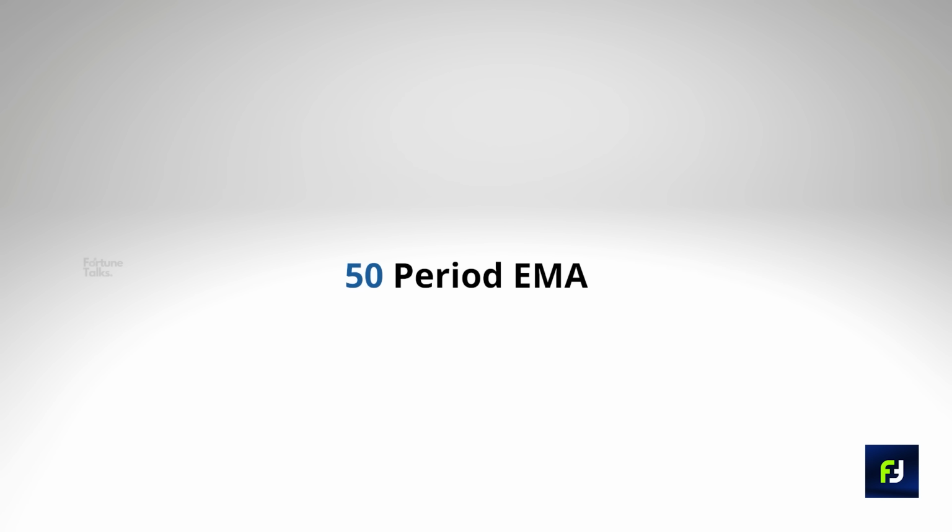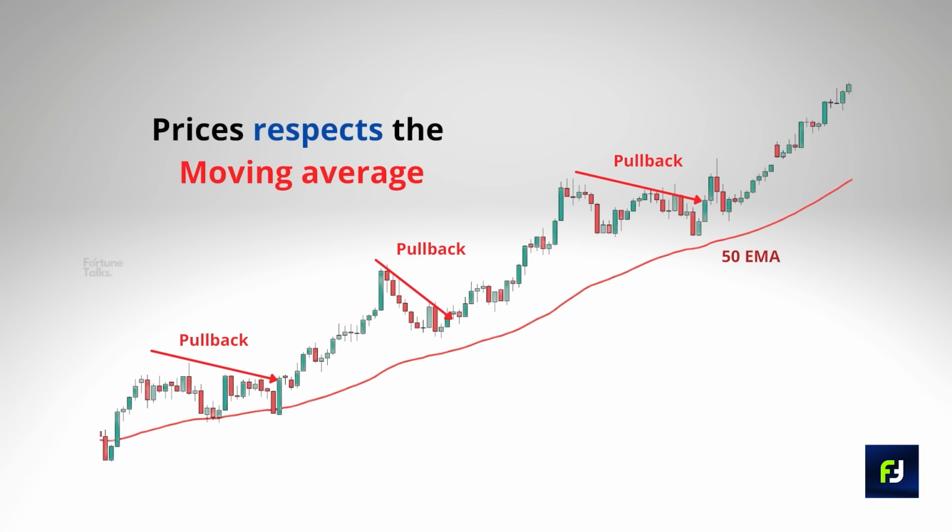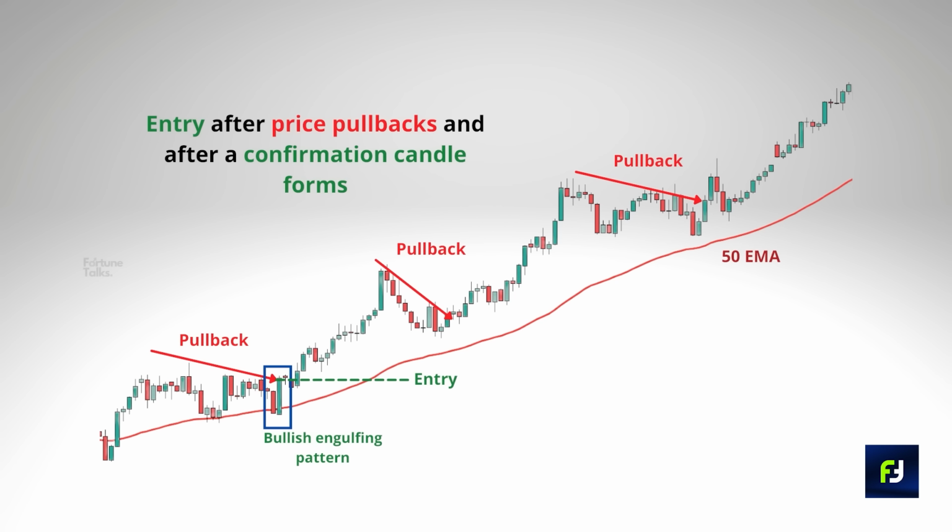For the purpose of this example, I will use a 50 period exponential moving average and the price is in an uptrend. Now here we can see that the prices are correcting and reaching the moving average, and it is actually respecting it. The entry in this case would be above a rejection candlestick from the moving average, like a bullish pin bar or a hammer and bullish engulfing candles, which shows that the buyers are willing to buy at higher valuations.